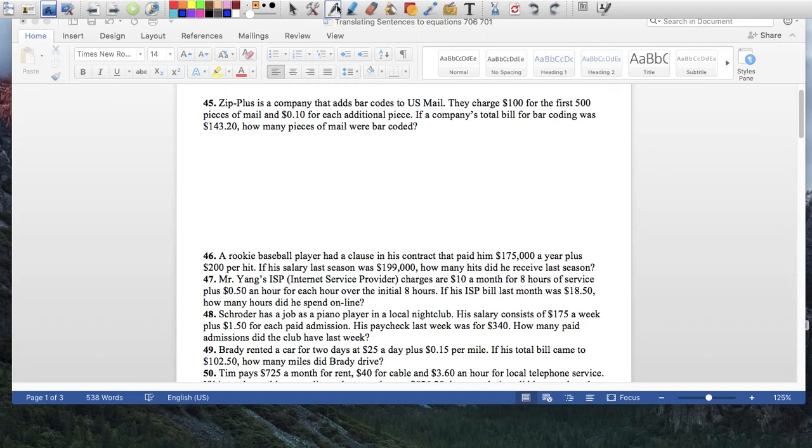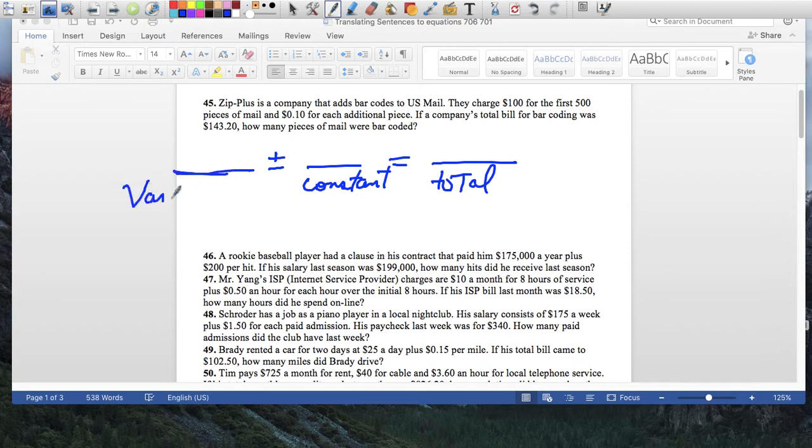So again, if you follow that format, and I hate that there's a format, I'd rather you come up with it on your own. But for a two-step equation, it's going to be plus or minus, and then here's going to be your variable: per something times the variable plus or minus the constant equals the total. If you follow that, you should be okay.